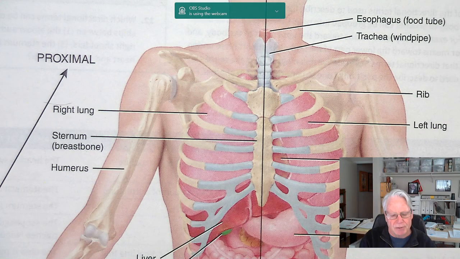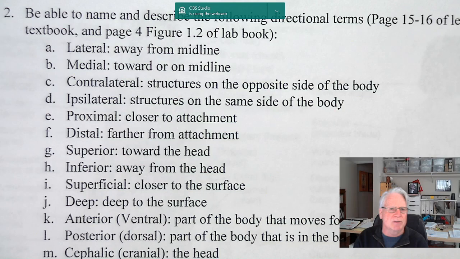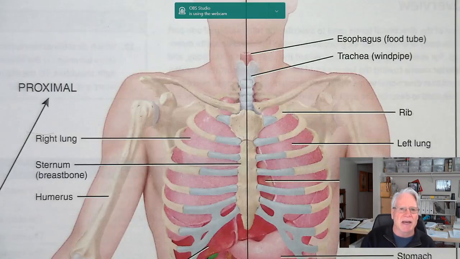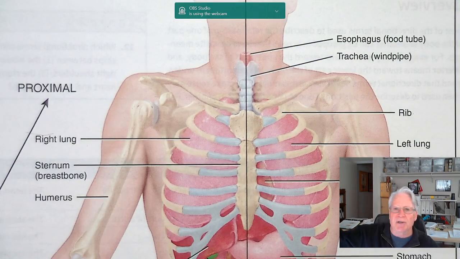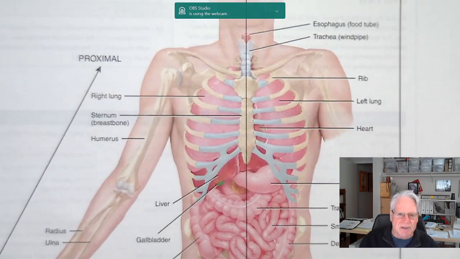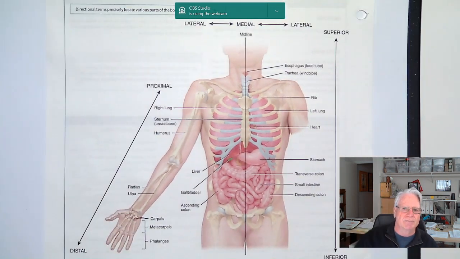The next two terms are contralateral and ipsilateral. As you can see, contralateral are structures on the opposite side of the body. Contra meaning opposite. And ipsilateral structures are on the same side of the body. So if we look at, say, the arms are contralateral, the legs are contralateral, the eyes are contralateral, the ears are contralateral, but the left arm and the left leg are ipsilateral. So those are examples of how those two terms are used. Okay.